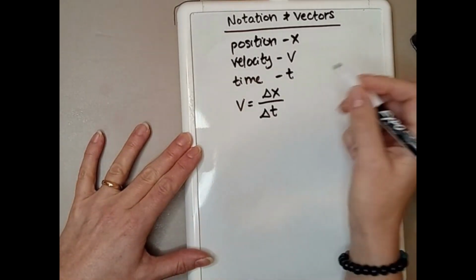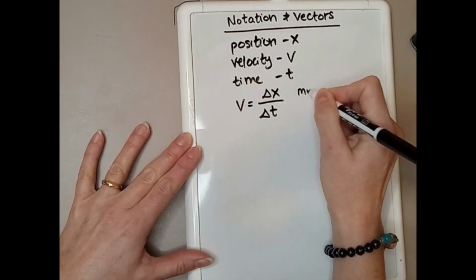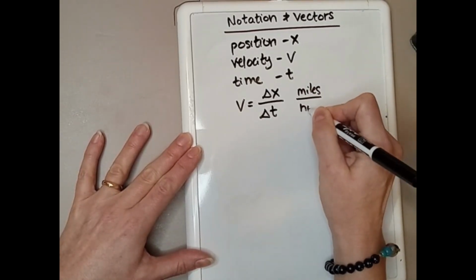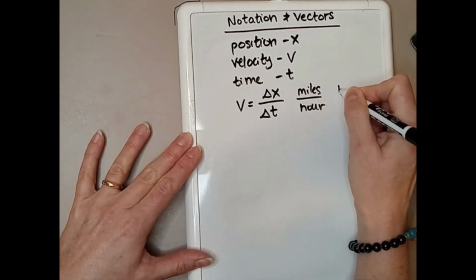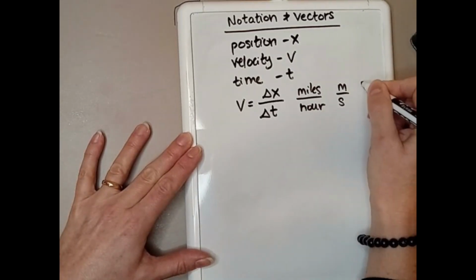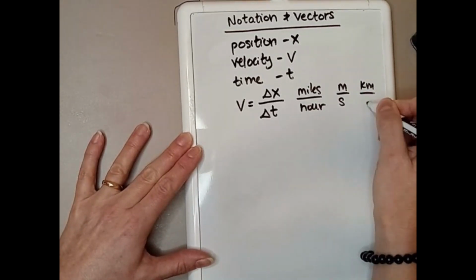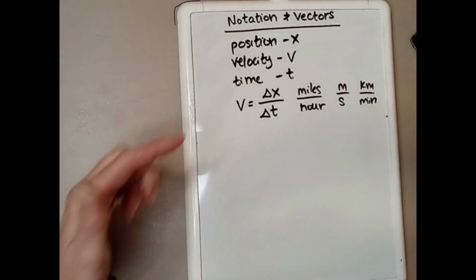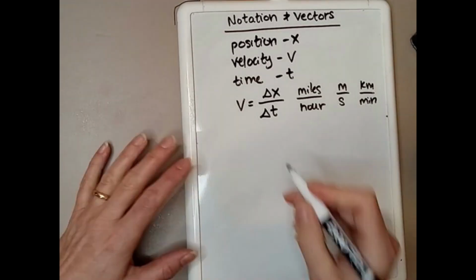So again, our units say miles per hour. That would be miles divided by hour. You can have meters per second, kilometers per minute. You can do whatever you want. But it's always going to be some change in position over change in time. So we have delta x divided by delta t.